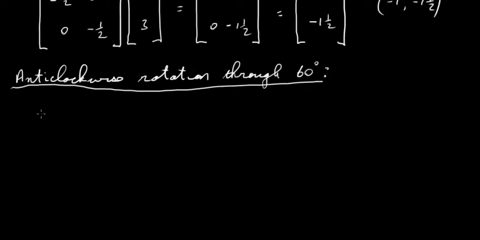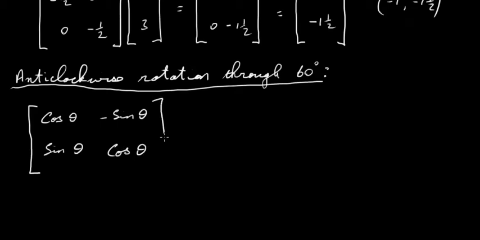Now the matrix that we're going to use this time is this one here. Now I'm not going to prove this, but I'm just going to give it to you for use. It's going to be cos of theta, minus sine theta, and cos theta. This is what we're going to use. Now we're going to rotate this 60 degrees, so here is our theta here.